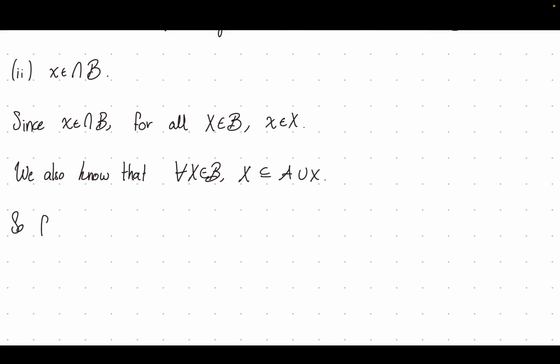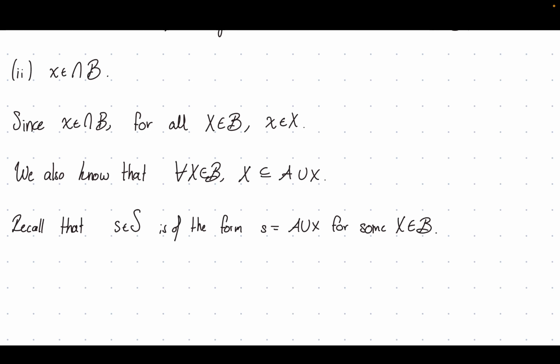So for any little s in big S, or for clarity, call that S in S, is of the form little s is equal to A union X for some big X in script B.